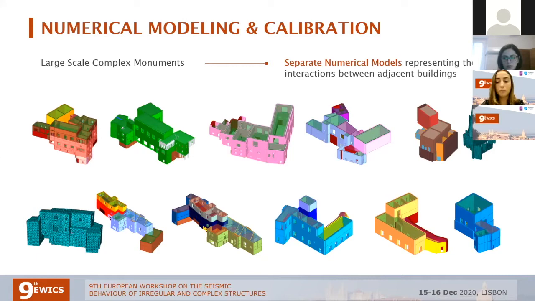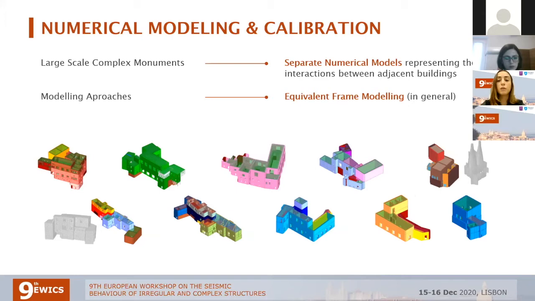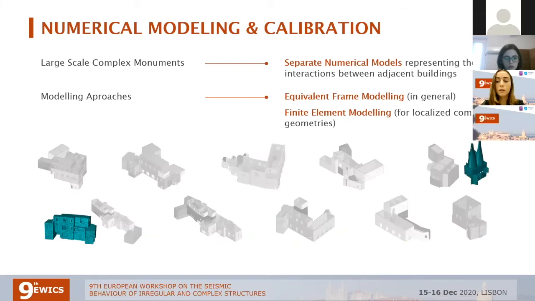Most of the buildings were modeled with the equivalent frame modeling using Tremuri. But for two buildings shown here, the ones with the more complex geometries, as you can see, the chimneys that have a curved surface, it was not possible to model with equivalent frame modeling. For that, we used the finite element modeling. And I will show you the comparison of the results in the next chapter.